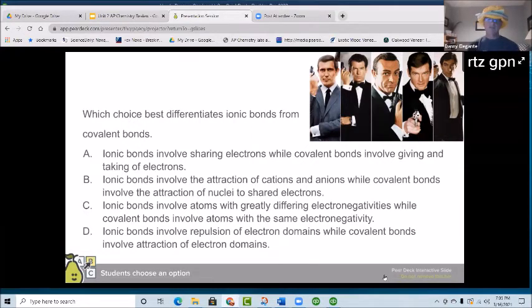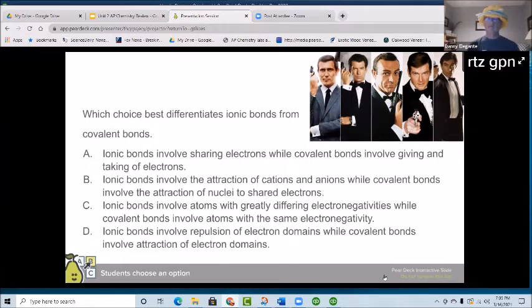First of all, the answer can't be D, because D just sounds like it has nothing to do with bonding. Ionic bonds involve repulsion of electron domains, while covalent bonds involve attraction of electron domains. But we know electrons are negative, and so it's not like electrons can attract each other. So that one's out, right?